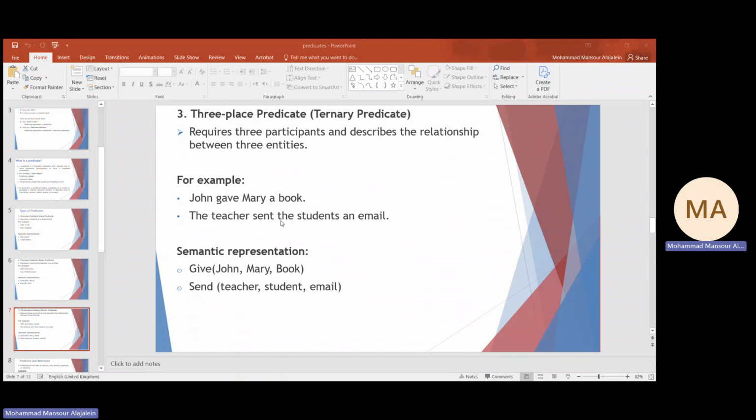We can say also we have the teacher sent the students an email, where the predicate is the verb sent, and this verb involves the sender, the recipient, and the thing that is sent. So it's referred to as a ternary predicate or three-place predicate.